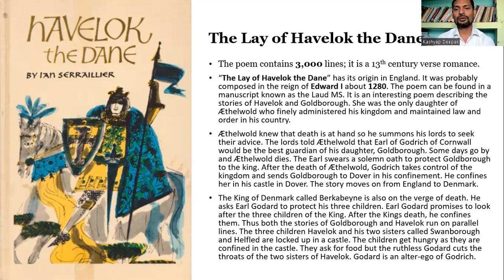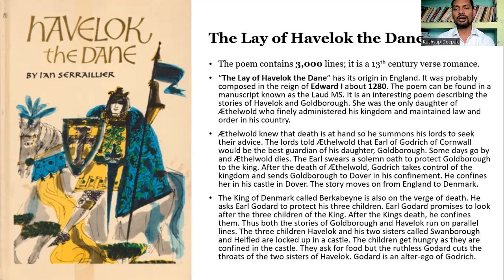After the death of Ethelwulf, Godrich takes control of the kingdom and sends Goldborough to Dover in confinement. He confines her in his castle in Dover. The story moves on from England to Denmark now.